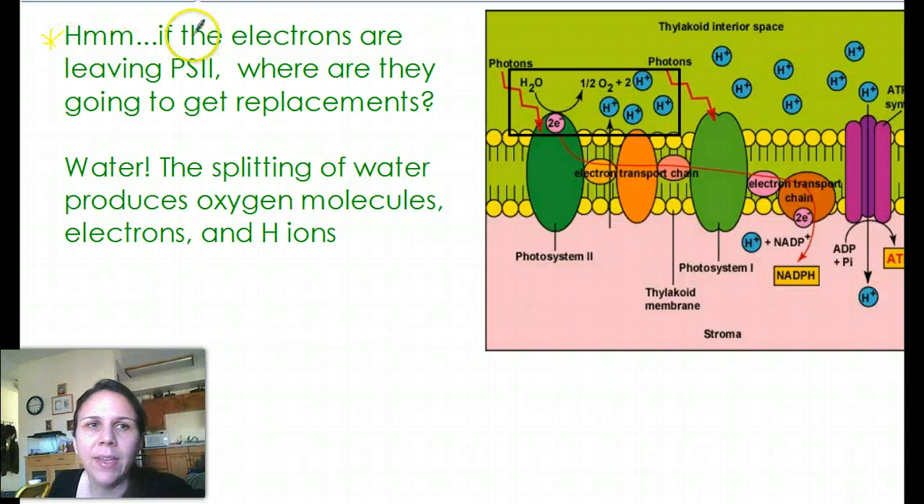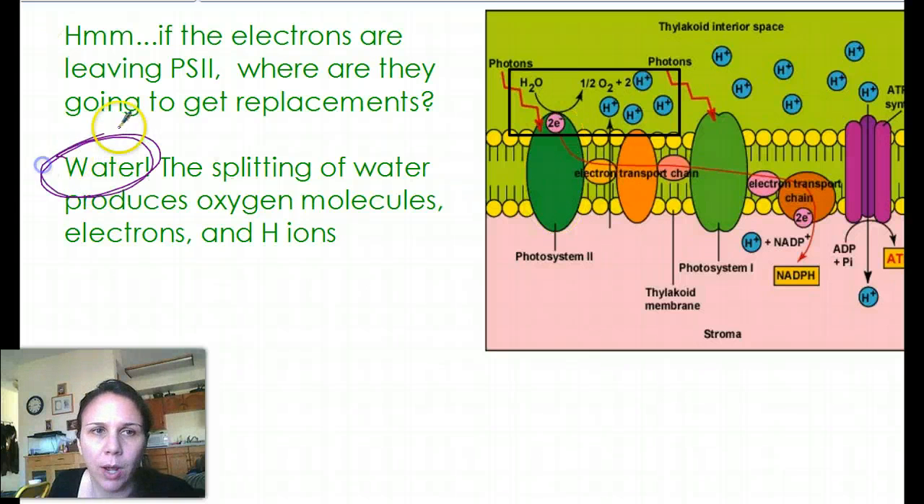Food for thought. If the electrons are leaving this guy, I'm now short 2 electrons, right? I need to replace them, because if I keep giving away electrons and I don't fill them back up, eventually I run out of electrons. So I need someone to give me some more to fill them up. Well, this is why we water our plants. So this is why water is one of the ingredients of photosynthesis, because water needs to be split.